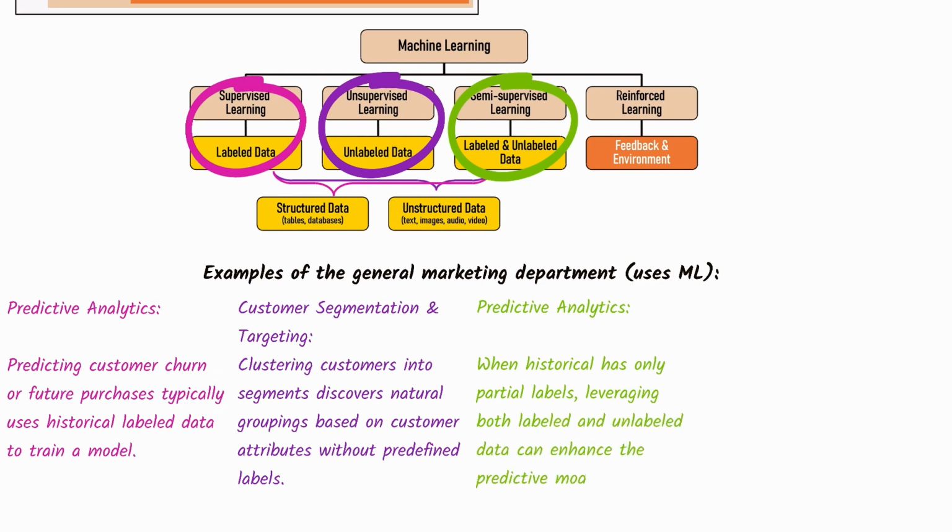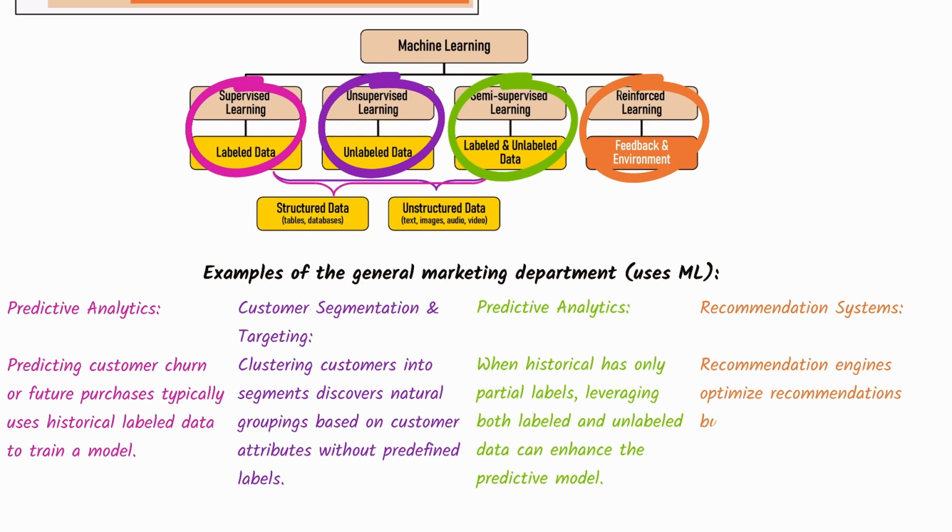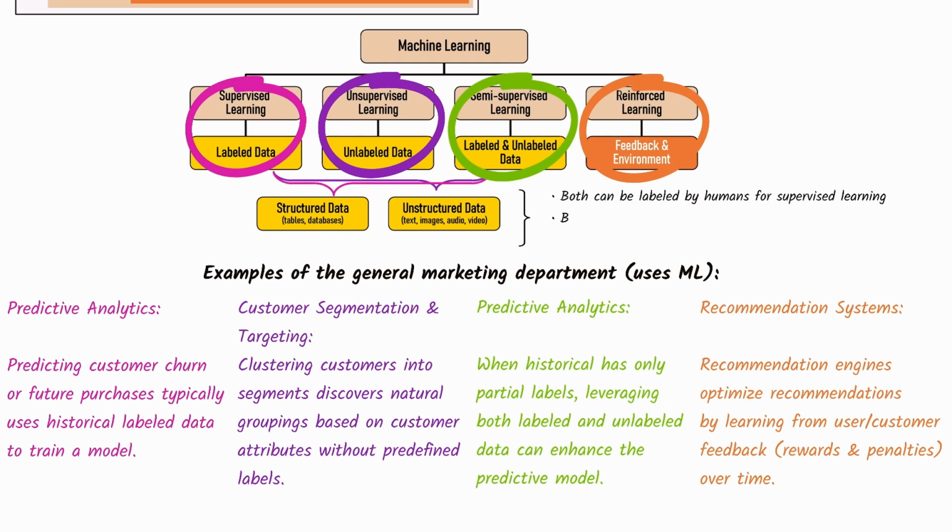and unlabeled data. 4. Reinforcement learning doesn't primarily rely on labeled or unlabeled data, but instead learns through feedback, rewards and penalties, from interactions with an environment. Recommendation systems. ML-powered recommendation engines can use reinforcement learning to optimize recommendations by learning from user feedback, rewards or penalties, over time. Note that structured data, including tables and databases, and unstructured data, including text, images, audio, and video, both can be labeled or stay unlabeled, or can be partially labeled.